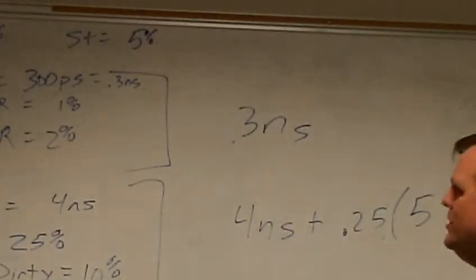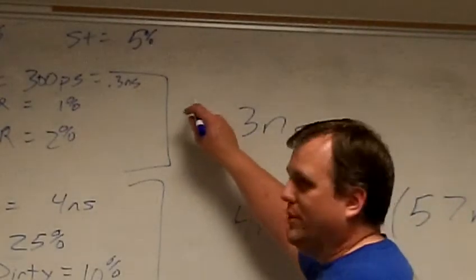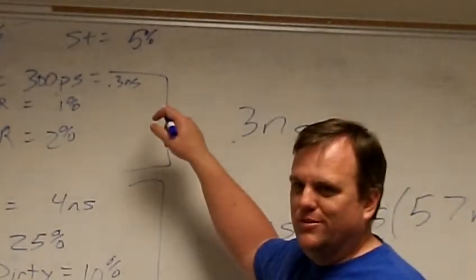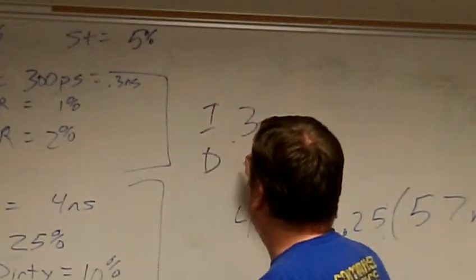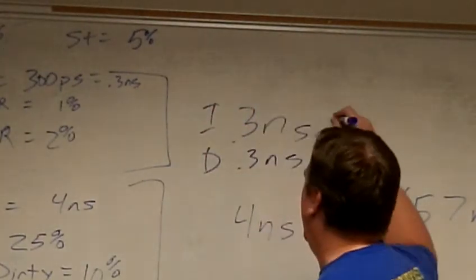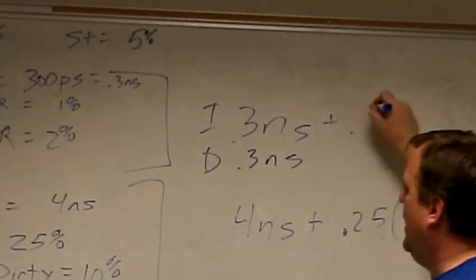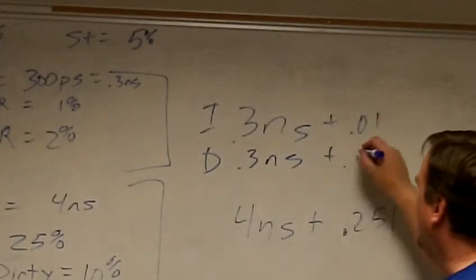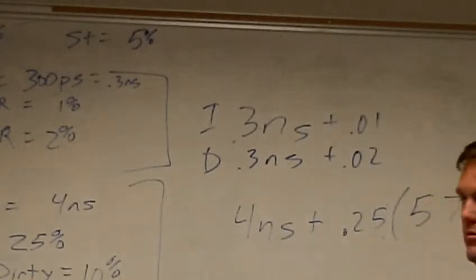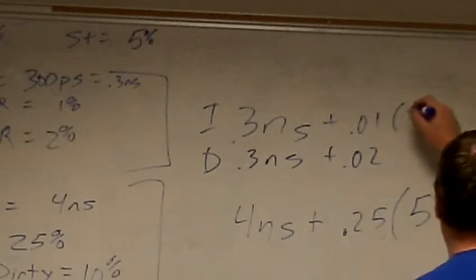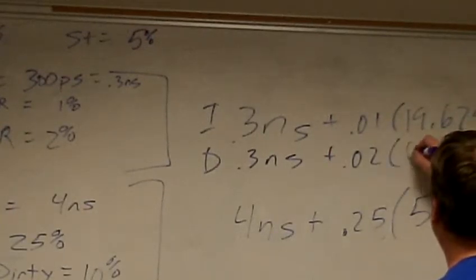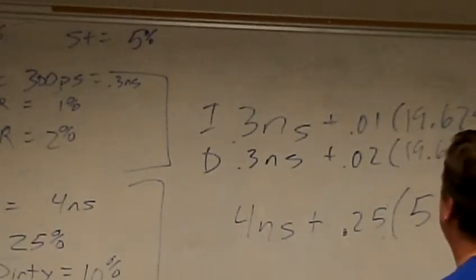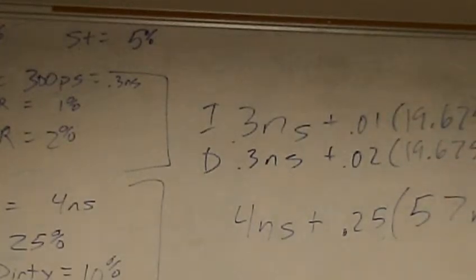So this is actually one of those fun things. You have to separate the access times now because there's two different sides. So we have to say there's an instruction value and a data value. Both of them pay the 0.3 nanoseconds. For the instructions, I pay 0.01. For the data, I pay 0.02. And this is the 19.675, and this is the 19.675. Agree? Yes.